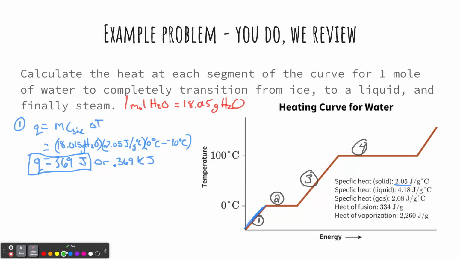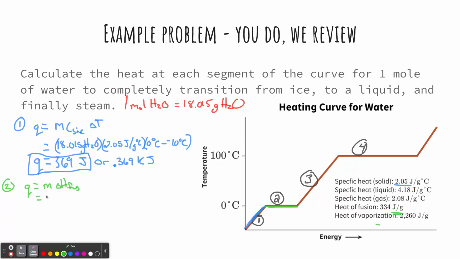Let's do the plateau point now, which is segment 2. So here's segment 2, guys. We're going to now switch our formula to Q equals, we definitely need the delta H of fusion, but note that they gave us joules per gram. So instead of using moles here, guys, I'm going to use m. So Q equals m times the delta H of fusion. Okay, so now I'm going to plug in what we've got.